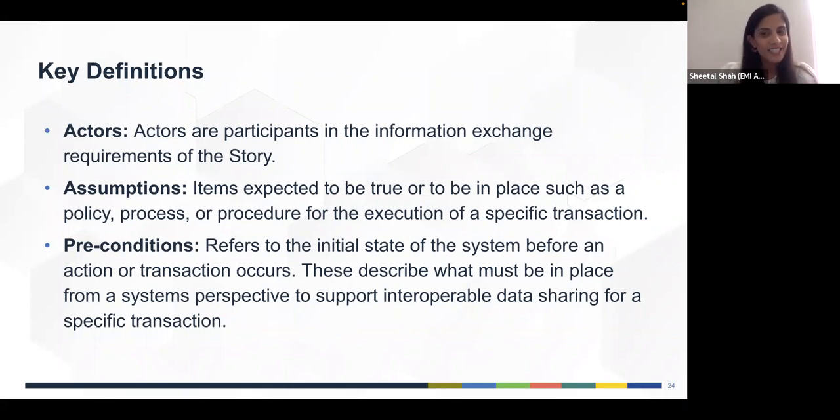And then the assumptions in the context of this work just really help us identify what we believe to be true as we are developing the story. It could relate to policy, to process. We got some great comments in chat related to this, but what are those things that we collectively want to state up front, which are our assumptions going into the stories. The preconditions are slightly different in that they'll describe what must be in place from a systems perspective in order to enable interoperable data sharing.